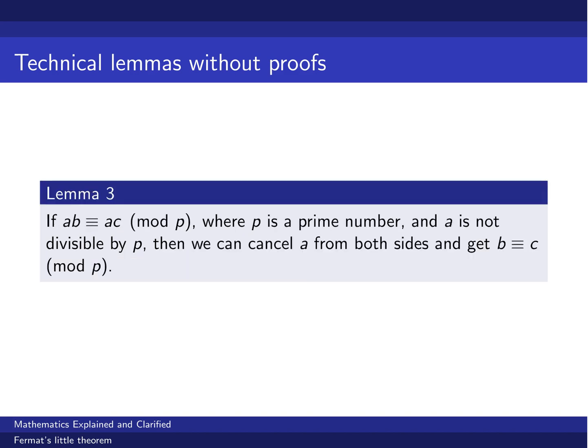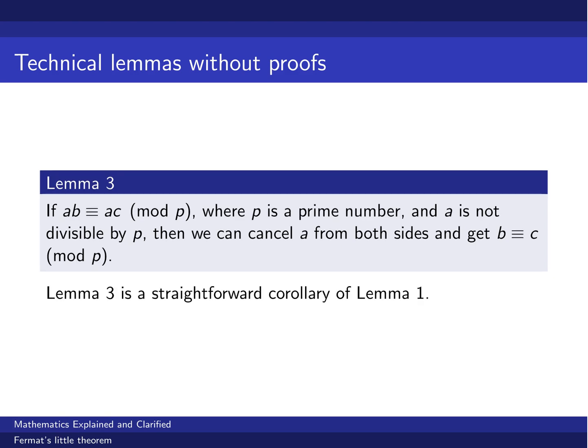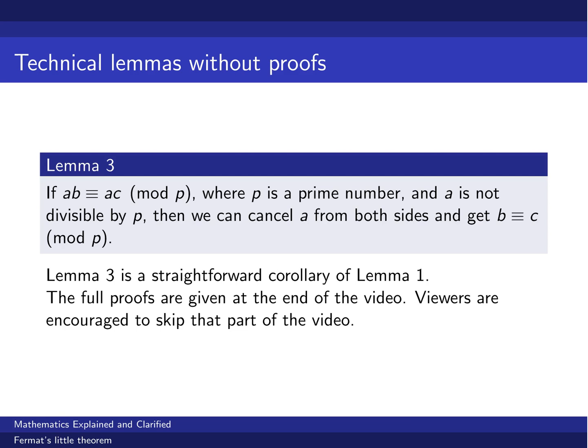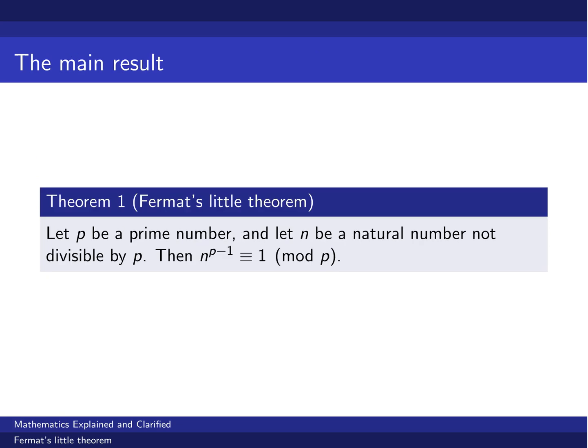Now we have lemma 3, which says that if we have the congruence ab is congruent to ac modulo p, where p is a prime number and a is not divisible by p, then we can cancel a from both sides and get b is congruent to c modulo p. This lemma 3 is a straightforward corollary of lemma 1. For now we give these lemmas without proofs, but we are going to give the full proofs at the end of the video, but they are technical, and so the viewers are encouraged to skip that part of the video. So now we go back to the main theorem, Fermat's little theorem.